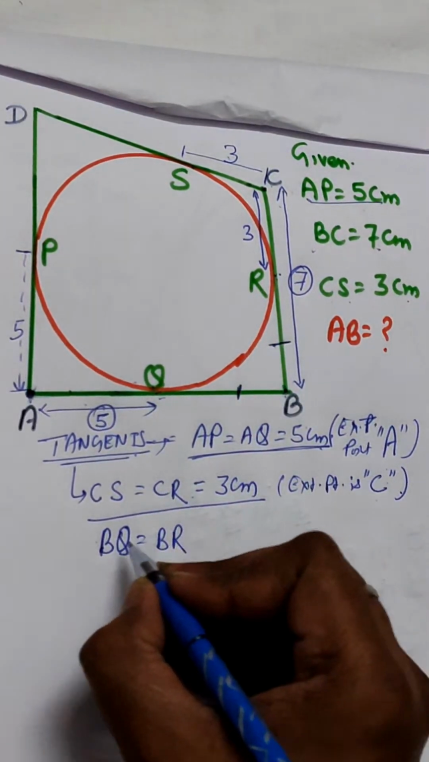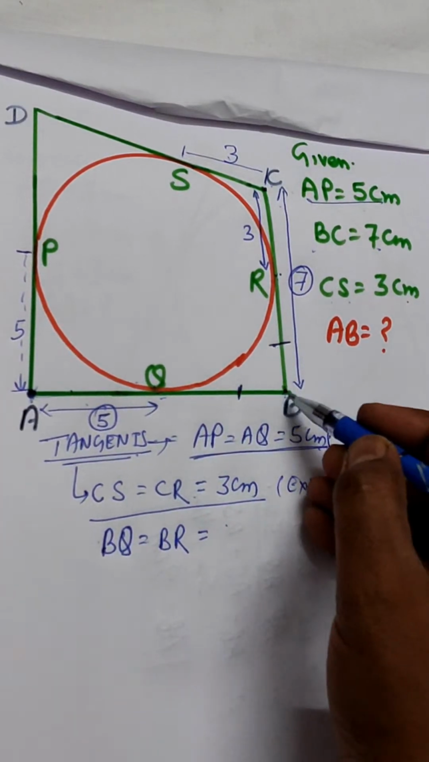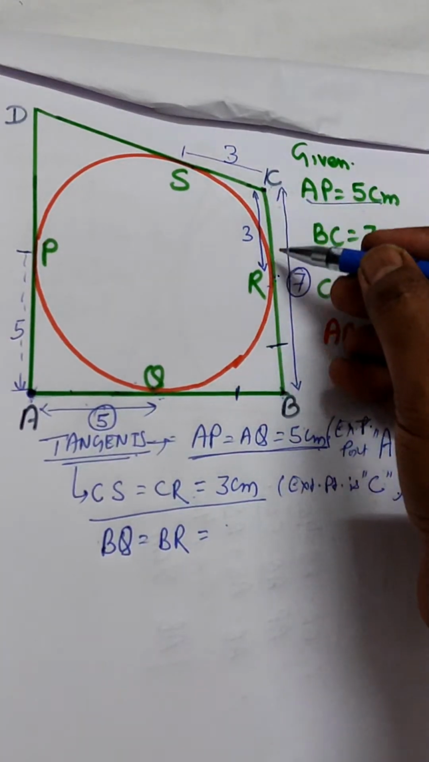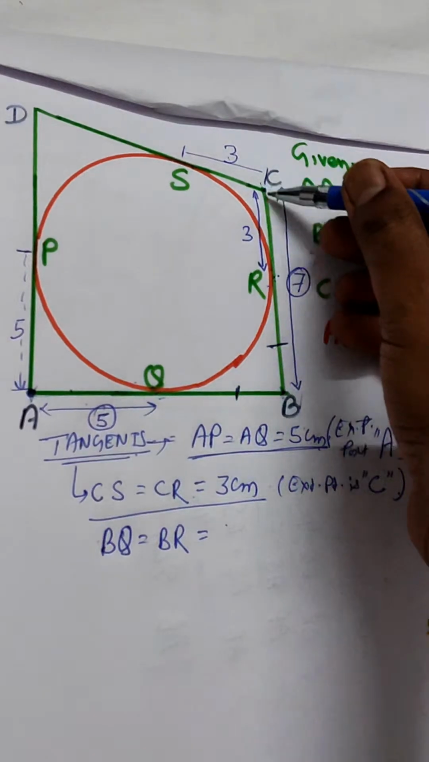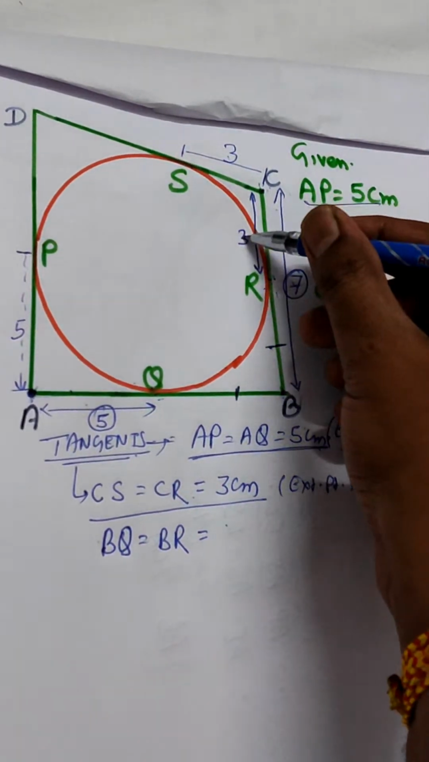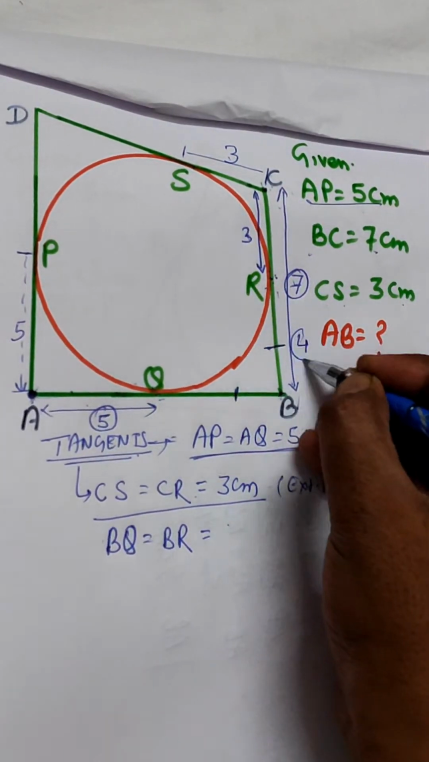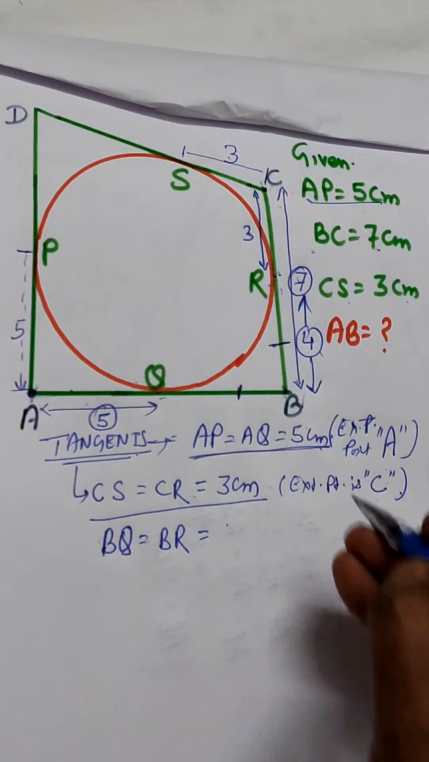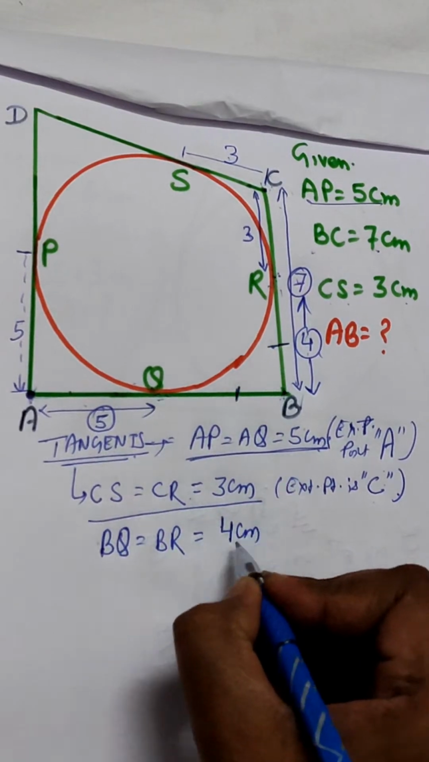So we can say that BQ is equal to BR, but we do not know the length of BR. So what we will do, as the length of CR we have calculated, from the length of BC just subtract CR, and you will get the length of BR. So 7 minus 3 is 4. So the length of BR is 4. This one is 4. If this is 4, then BQ is also equal to 4 centimeter.